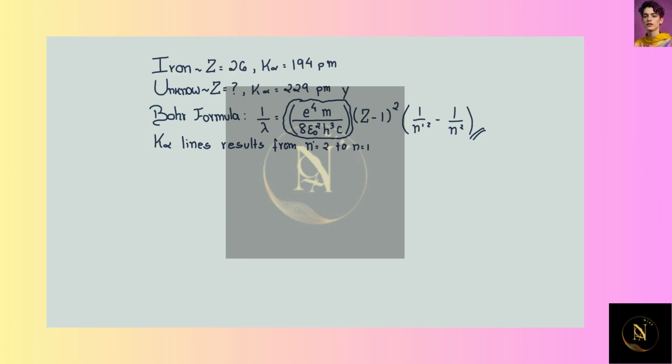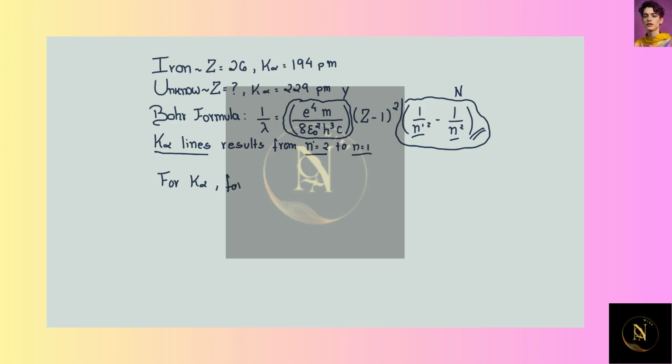In particular, the K alpha lines result from going from n prime equals 2 to n equals 1. This is the definition of the K alpha lines for any given atom. So n prime is always equal to 2 and n is always equal to 1. So again, this is another constant value for any atom. Say this is equal to big N.